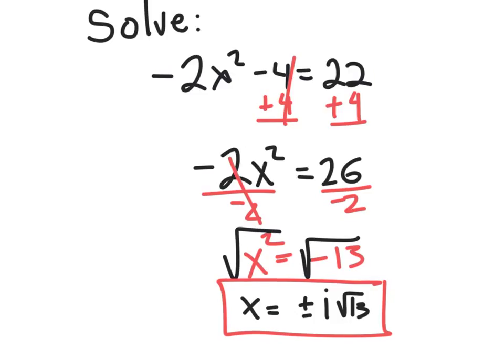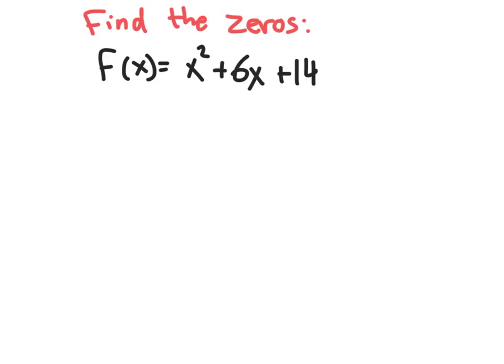Let's take a look at another one. And I'm not just going to ask you to solve. I'm going to ask you to find the zeros. So let's find the zeros of this function. f of x equals x squared plus 6x plus 14. By the way, these questions are coming from the handout that I gave you in class today.